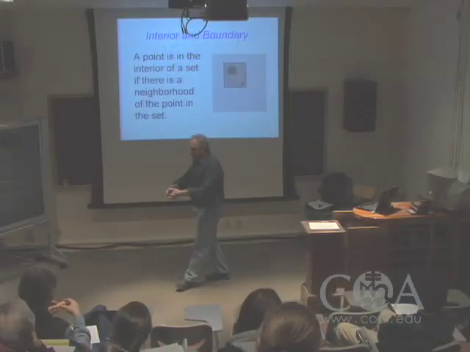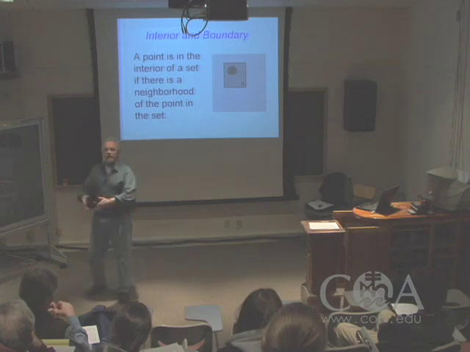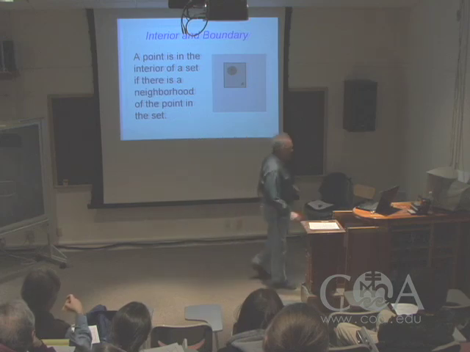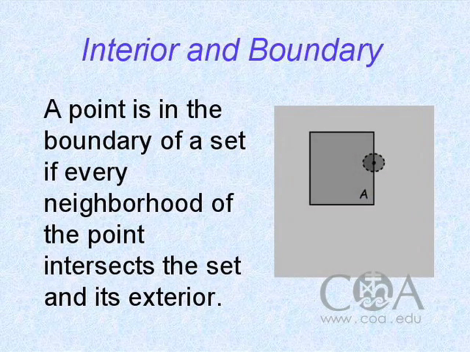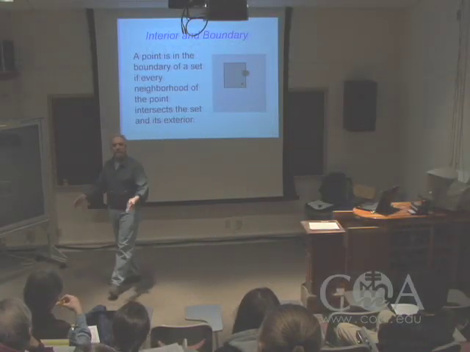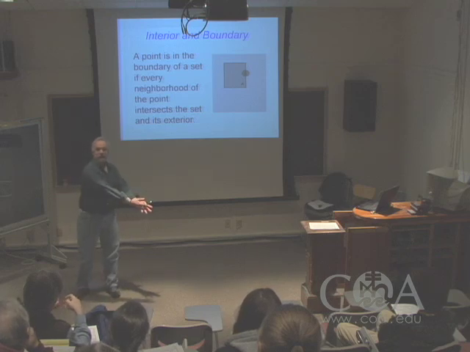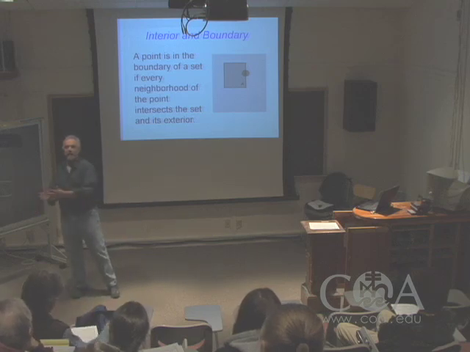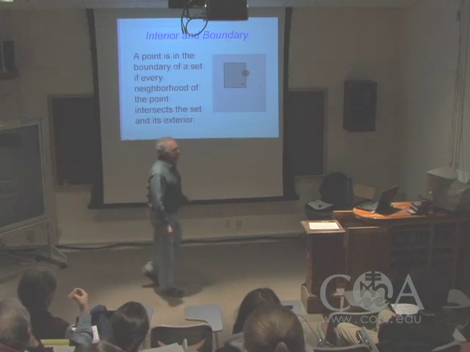So I'm in the interior of a set if a bunch of friends around me are in the set with me. Then I'm in the interior, sort of protected from the outside by my friends. A point is in the boundary of the set if every neighborhood of the point intersects the set and its exterior. So every neighborhood has points in A and points outside of A. So I'm on the boundary of a set if every group of friends around me includes some that are in the set and some that are outside. Then I'm in the boundary of the set.